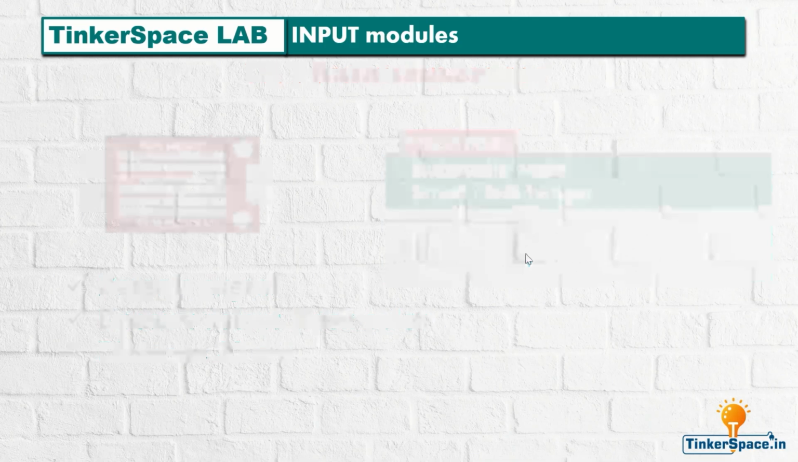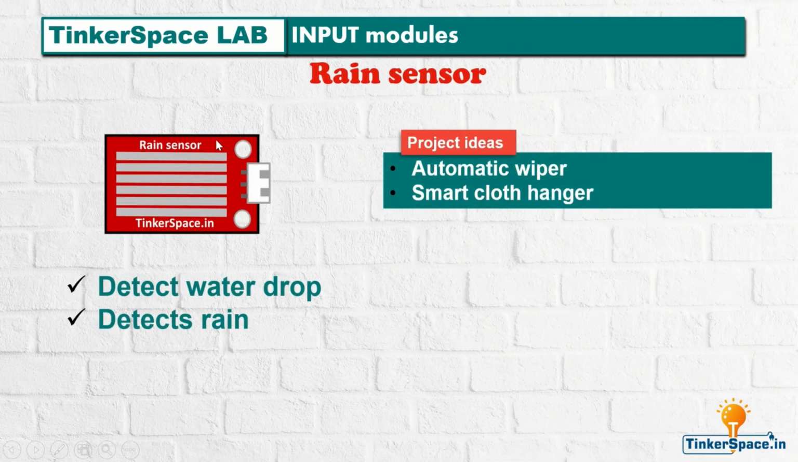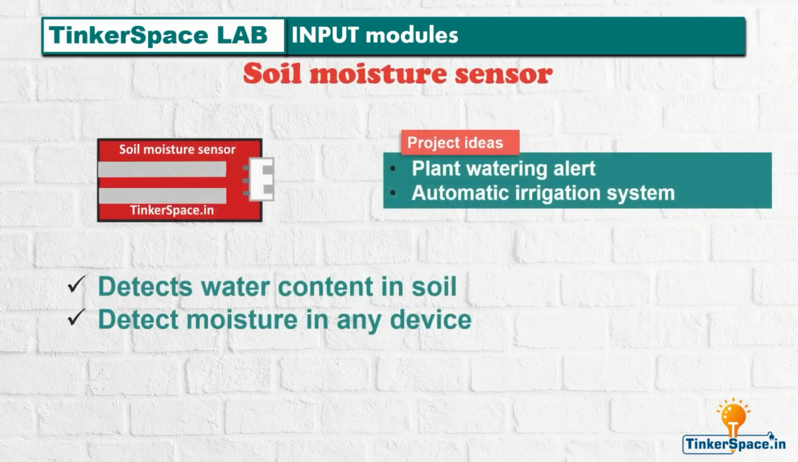This is the rain sensor, where parallel conducting plates act as the sensing element. It detects water drop and rain. We can use this sensor in projects like automatic wiper, smart cloth hanger, etc. Next is the soil moisture sensor. Here, two parallel conducting plates are used as the sensing element. It is used to detect the water content in the soil, and it also detects the moisture in any device. In projects like plant watering alert, automatic irrigation system, we can use this sensor.